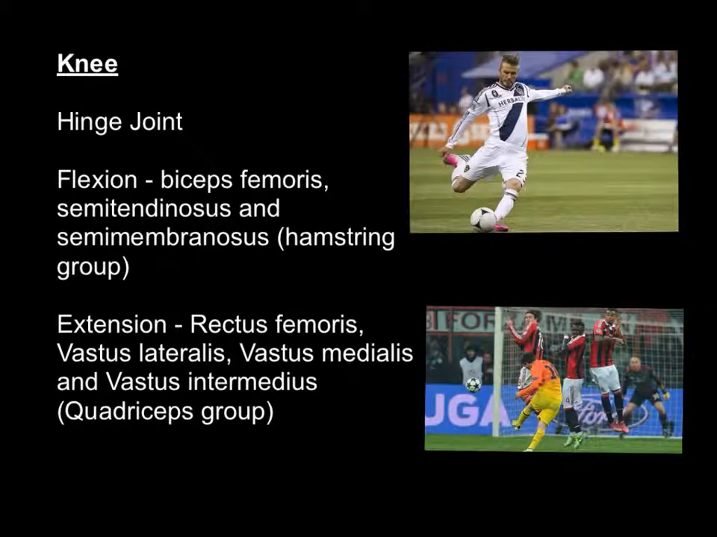That leads us on to the second last joint that we're going to look at, and this is the knee joint. The knee is a hinge joint, just like the elbow, and it only allows two movements, which are flexion and extension. If we look at the top picture of David Beckham taking a free kick, his right leg is clearly in a flexed position.